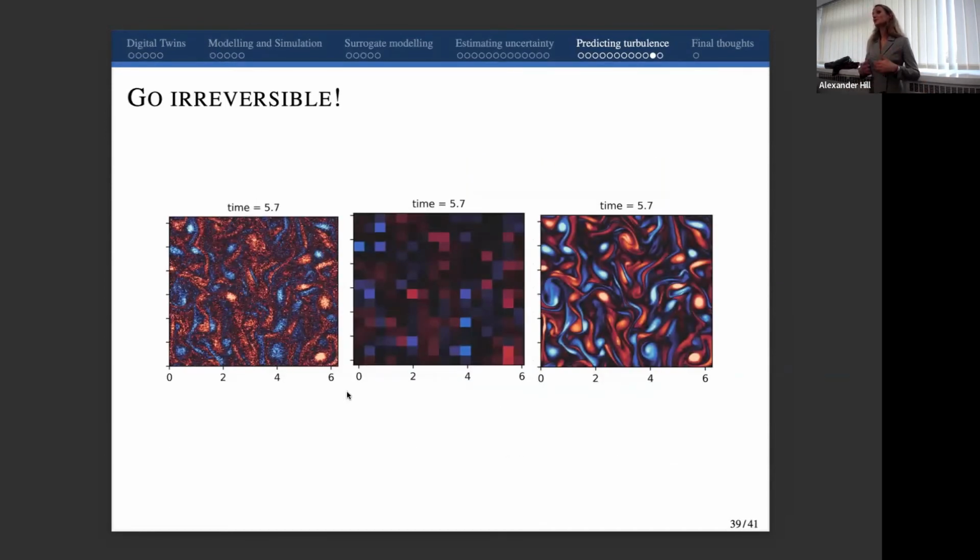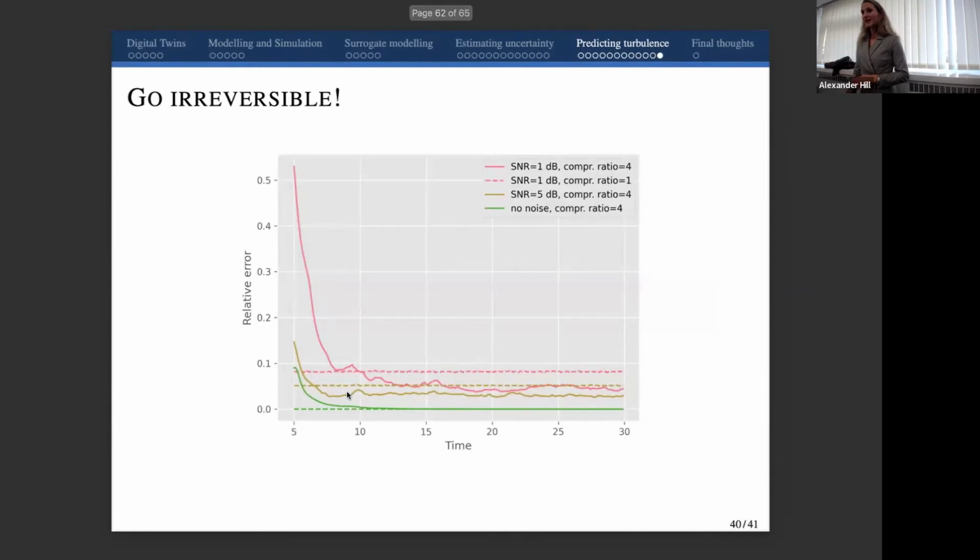For example, when data is very heavily corrupted with noise, and this is currently what we're working on, we want to take very noisy data, obtain only low resolution from it, and try to predict what the high resolution field should be. These are just recent results. It seems like it's kind of working, but there's still a lot to be done.